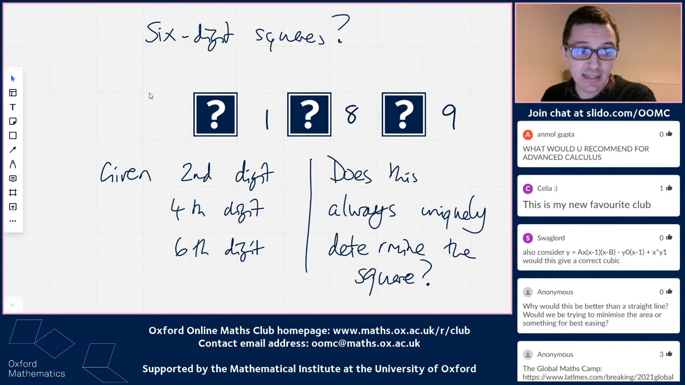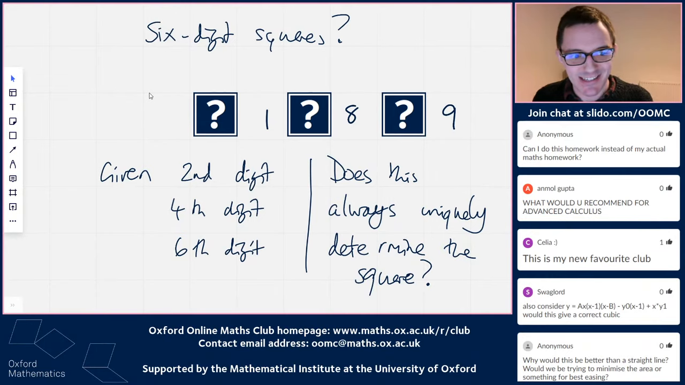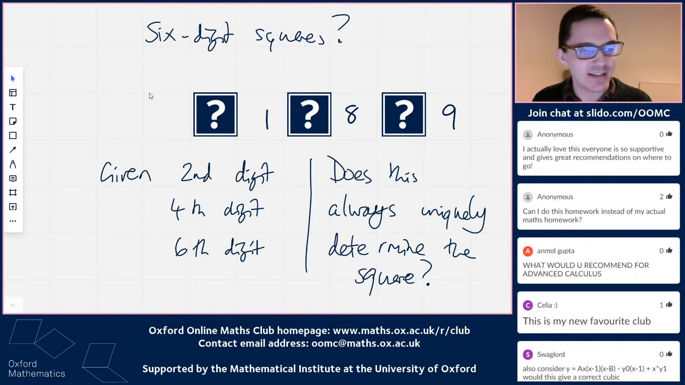If you find this too easy, let's think about eight digit squares instead, or 10 digit squares, where I give you every other digit, including the last one. Can you find me an example where these things share the second, fourth, and sixth digits, or are they always different? Okay, cool, right, there you go. Homework instead of your actual maths homework, or maybe more homework on top of any maths homework that you've got.